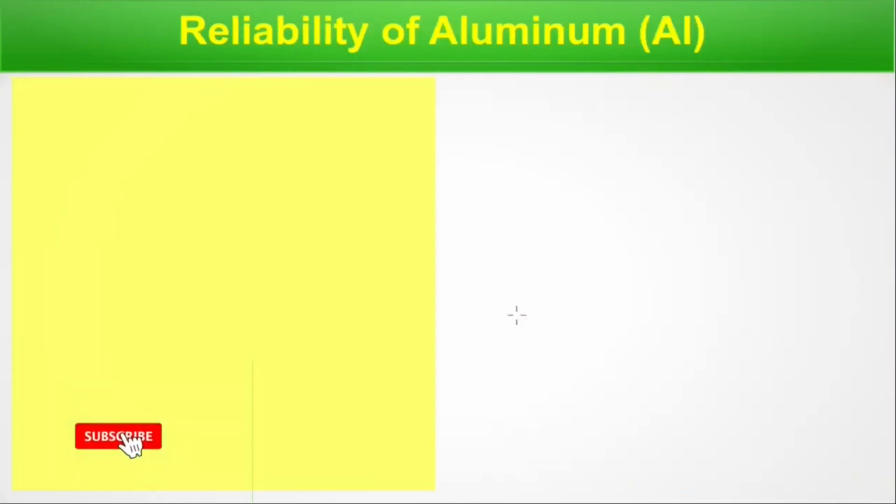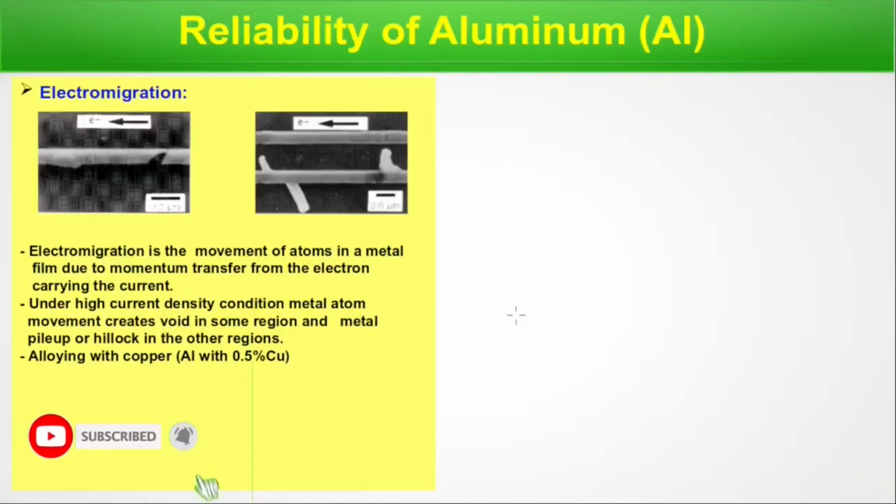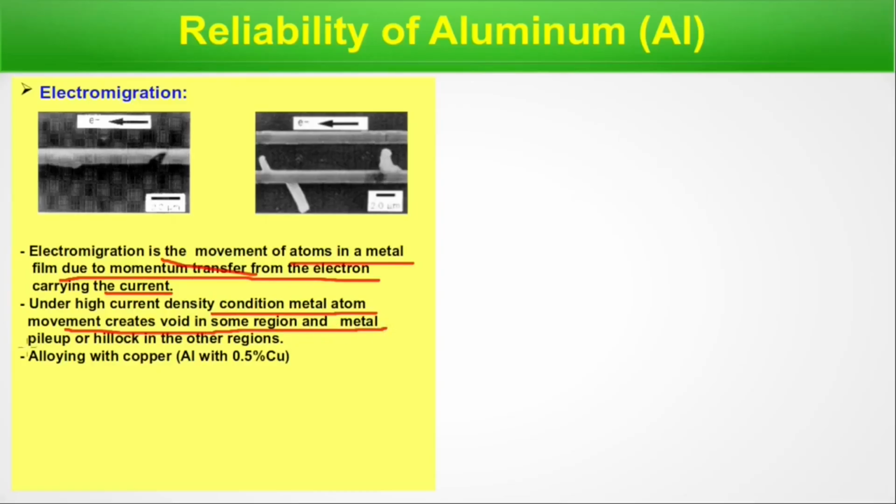Reliability of aluminum. First, we will discuss electromigration. We know electromigration is the movement of atoms in a metal film due to momentum transfer from the electrons carrying current. Under high current density conditions, metal atom movement creates a void in some region and a metal pile-up or hillock in another region. Here a void is created. If this void increases, it becomes an open circuit.